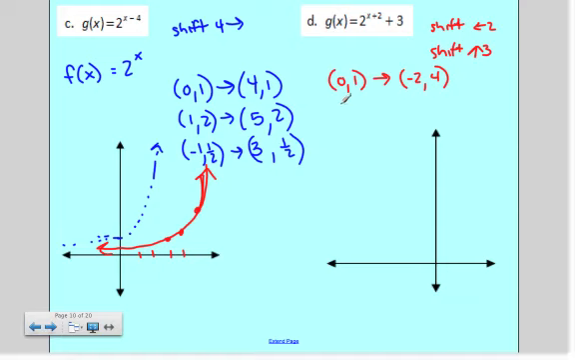Okay, the point 1, 2 is going to become the point shift left 2, so that goes to negative 1, but the y-coordinate goes 3 above the one that it had. Okay, and the point 2, 4 is going to become the point, so it's left 2, ooh, a y-intercept, 0, 7.